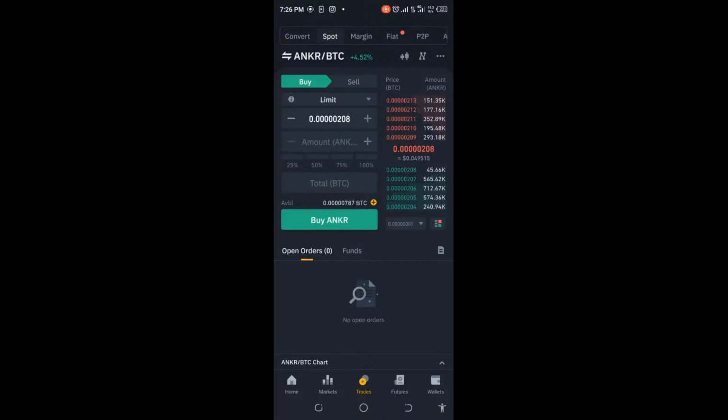I hope you've learned something today. We went in with the ANKR USDT. We sold it to BTC and of course back to USDT, and we made a profit.